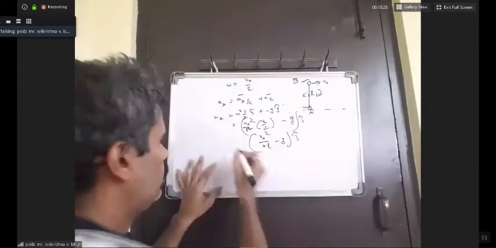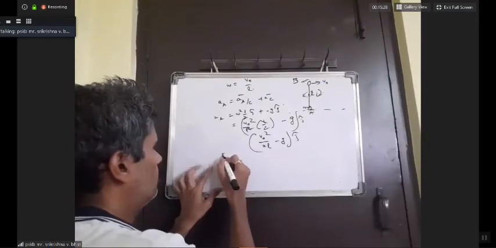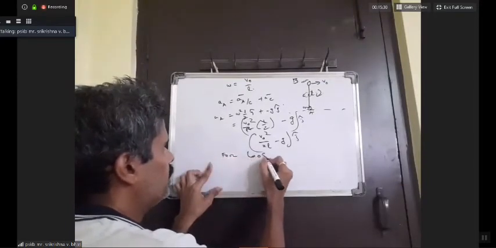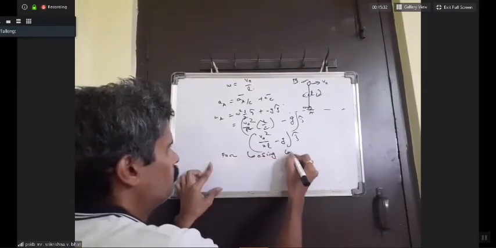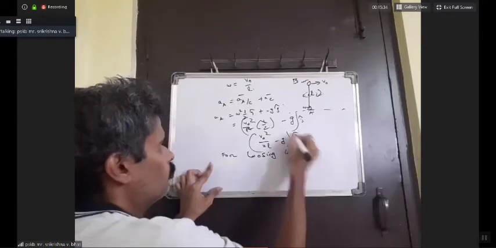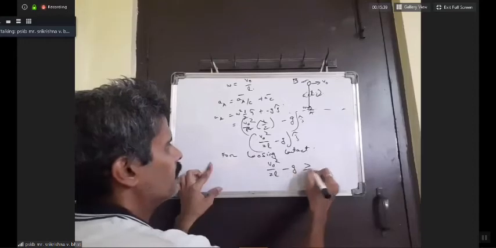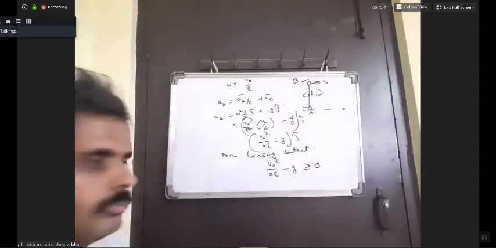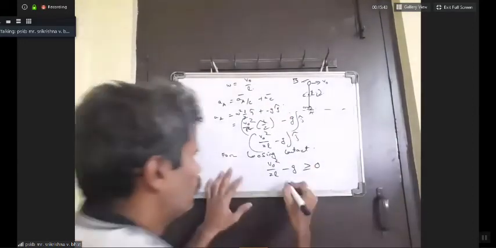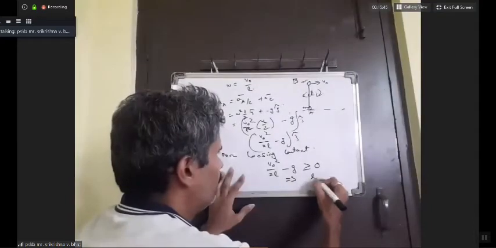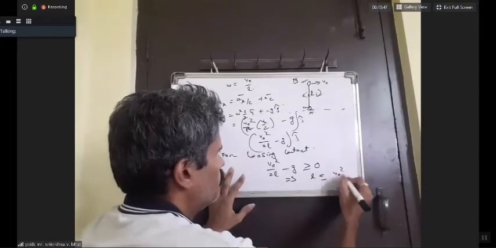So in order to lose contact, the condition should be that the quantity V0 square by 2L minus g should be greater than or equal to zero. That gives something like L is less than or equal to V0 square by 2g.